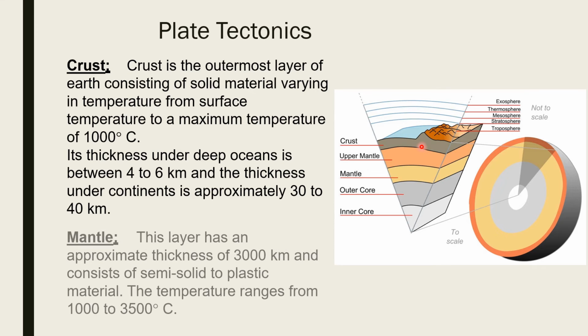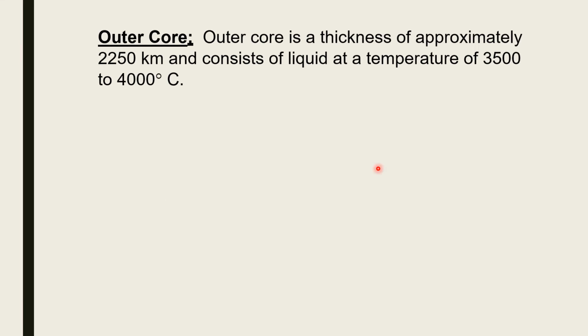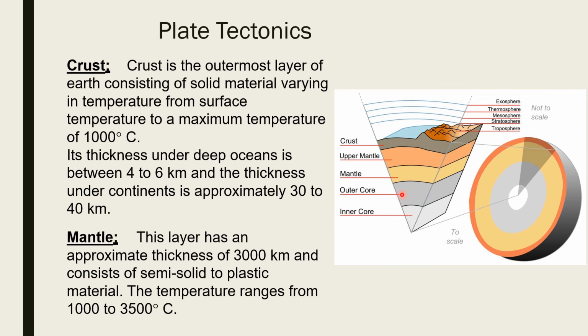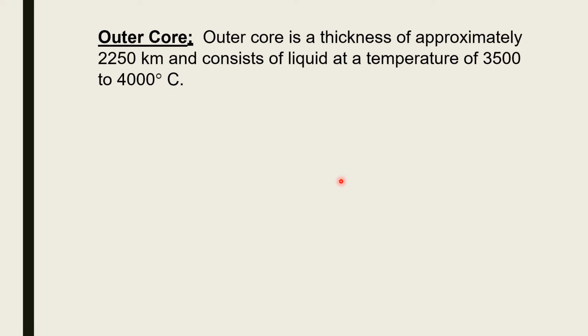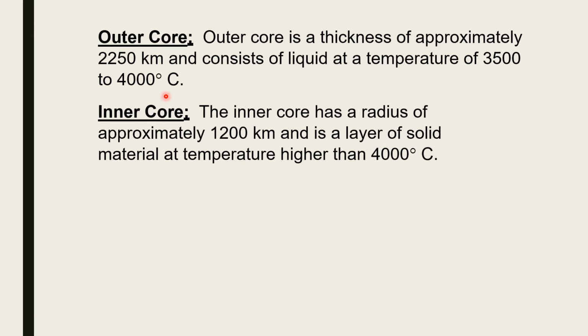Next is the mantle. This layer has an approximate thickness of 3000 km and consists of semi-solid to plastic material. The temperature ranges from 1000 to 3500 degrees centigrade. This is the mantle, from this layer to this layer. Outer core, about this area, then inner core. The outer core has a thickness of approximately 2250 km and consists of a liquid at a temperature of 3500 to 4000 degrees centigrade.